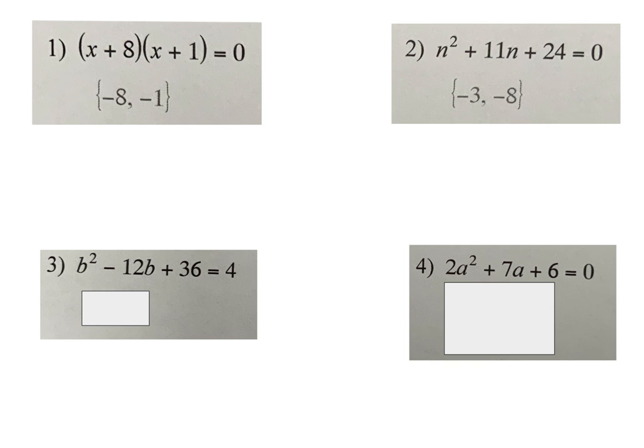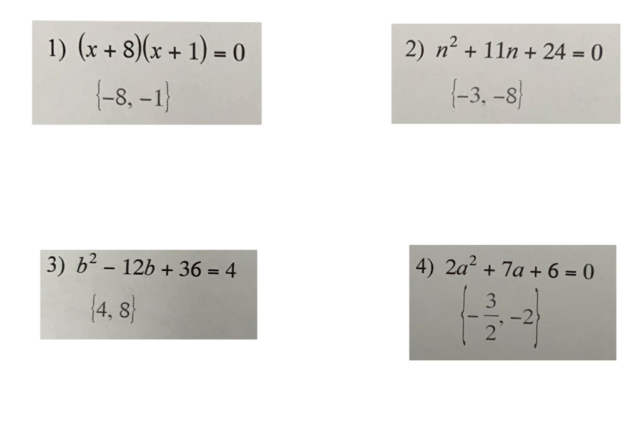For 3, you were looking at factors of 36 that add to give you 12. You would have gotten b minus 4 and b minus 8, and then when you set them equal to 0, you would have gotten +4 and +8. And then for the last one, you would have either multiplied across or set up your pairs. But when you factored this, you would have gotten -3/2 and -2 as your answers. So you would have gotten a plus 2 and then 2a plus 3 for the other factor. Does anyone need to see any of that factoring?